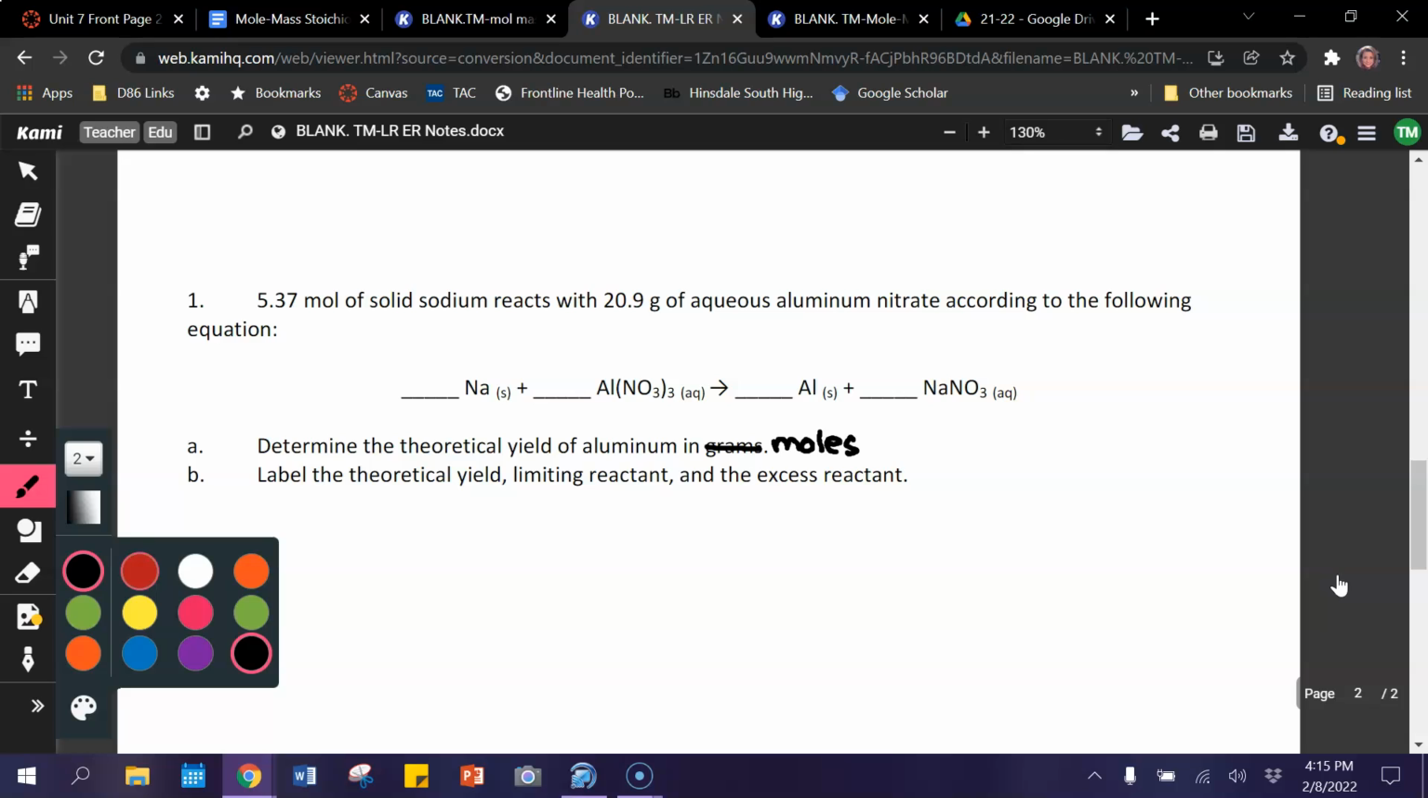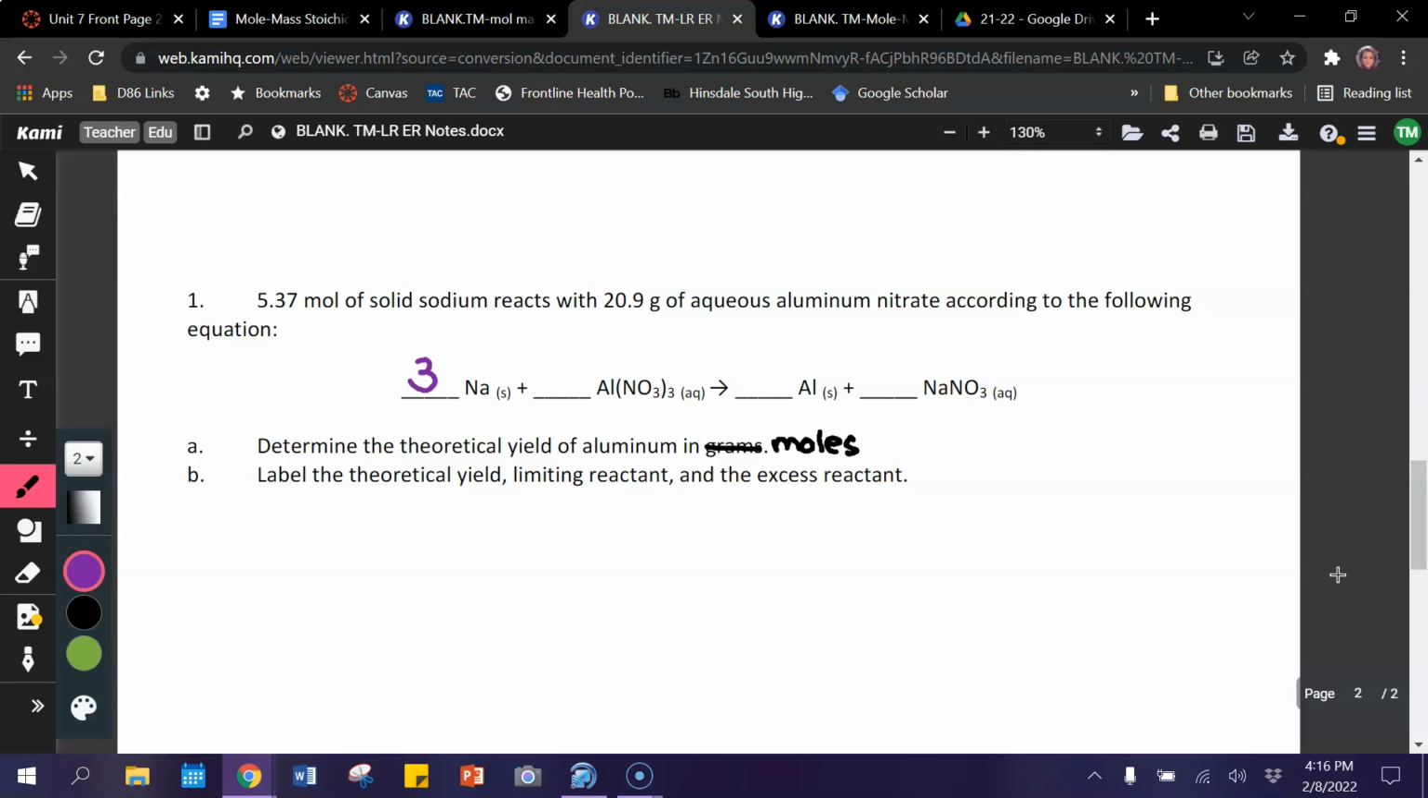As in any of the problems that we have done over the past couple of weeks, we first need to balance our equation. I'm not going to go through all the steps with you because this is going to be a long enough video. So once you look through it all, your balanced equation will have 3 moles of sodium plus 1 mole of aluminum nitrate yields 1 mole of aluminum and 3 moles of sodium nitrate.